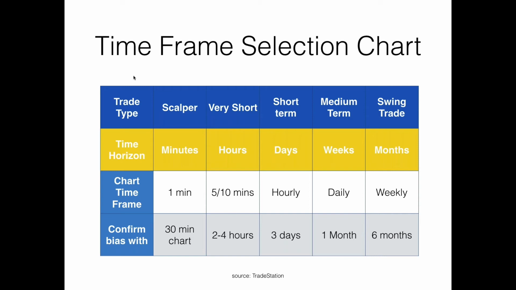3-day chart. If your trade type is medium-term, your time horizon is weeks, meaning you want to hold the security for weeks. You should use the daily chart time frame and confirm the bias with a monthly time frame. If you are a swing trader, your time horizon is months. Your chart time frame should be weekly, and you must confirm this bias with a 6-month chart. Now let's illustrate how we could use this chart.